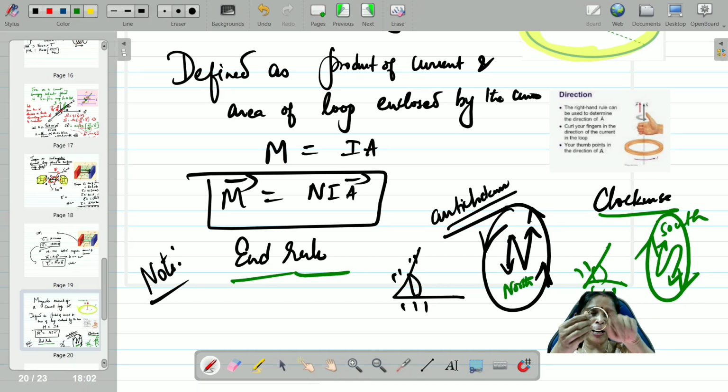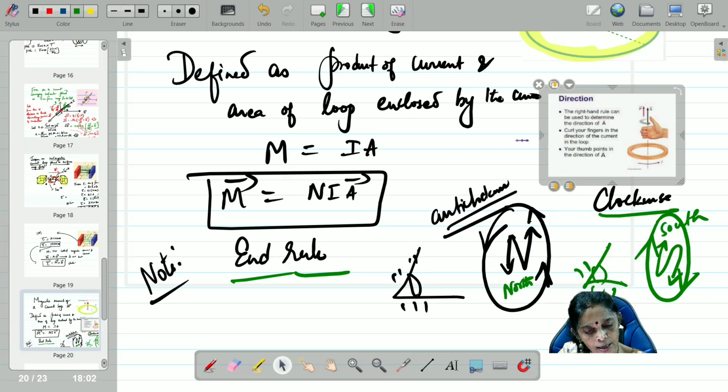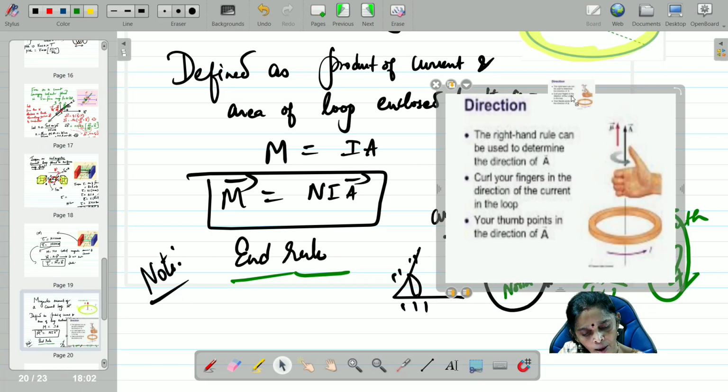Otherwise, you can easily find out by using clockwise it is inwards, anti-clockwise outwards. So this is also one of the rules. Your teacher may be teaching you this, I just wanted you people to get enlightened about that. But it's not necessary that you have to use the N rule. You can use the right hand thumb rule. Right hand rule can be used to determine the direction of the area vector. Curl your fingers in the direction of the current in the loop. Your thumb points in the direction of the area vector. Same thing, children. So hope you understand.